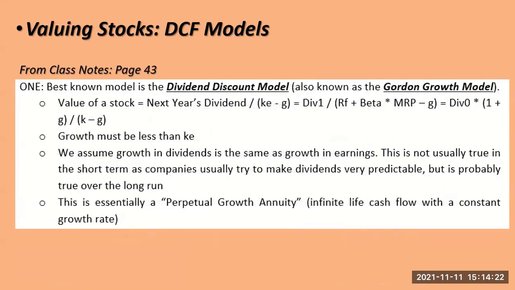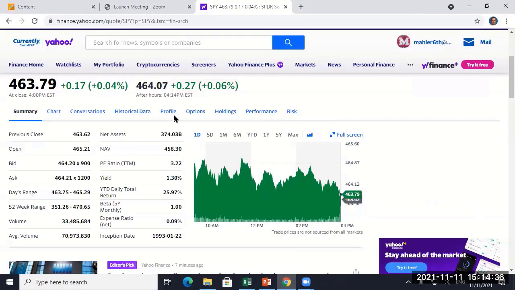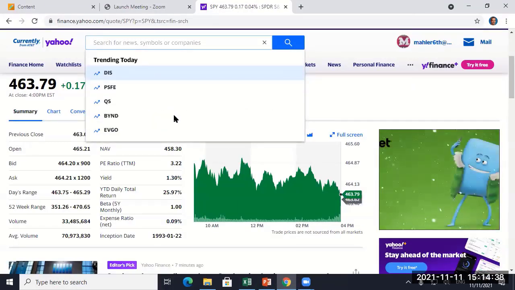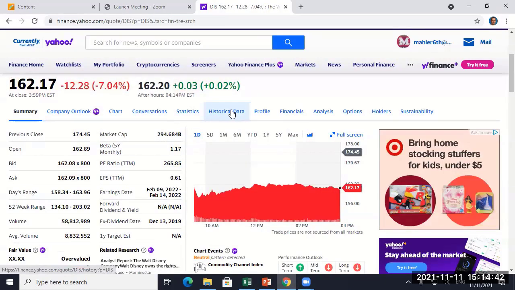So the dividend discount model, you've seen that so many times, but it's dividend zero times 1 plus g, divided by k minus g. Where do we get dividend zero? Let me just show you here. We can do Disney. So we go to Disney, we do historical data.